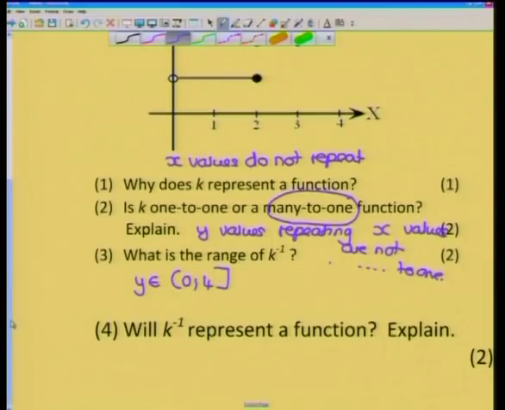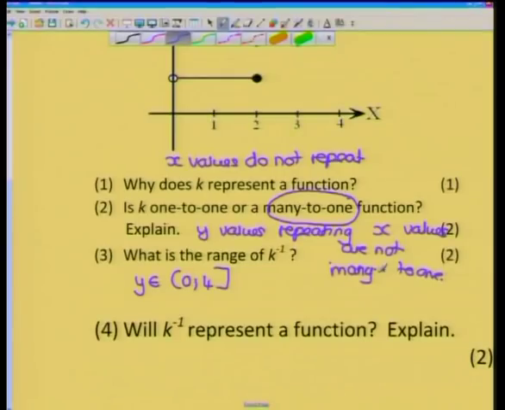Now it says, will k to the minus 1 represent a function? Explain. Now clearly it won't do that. Remember over here we had many to 1. So the inverse will be 1 to many. So therefore, a non-function.